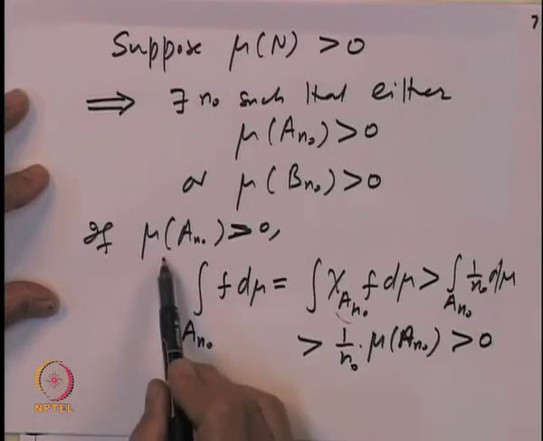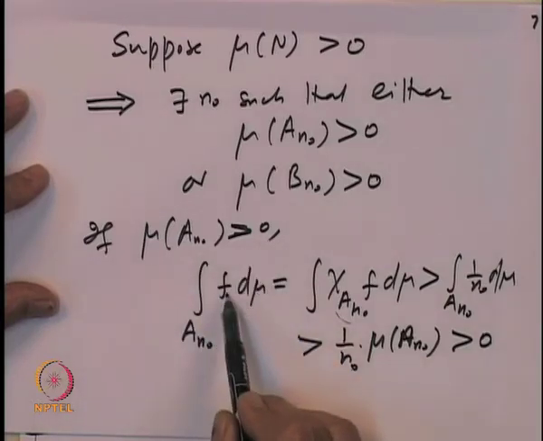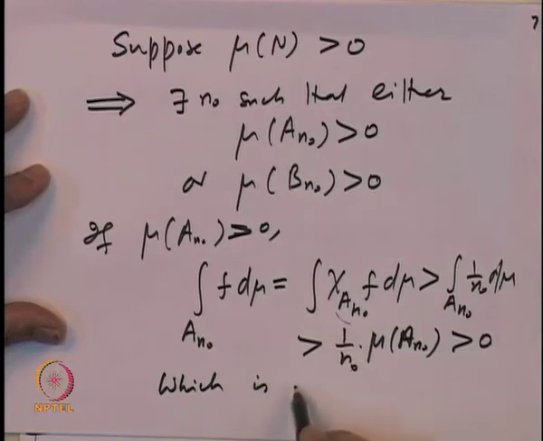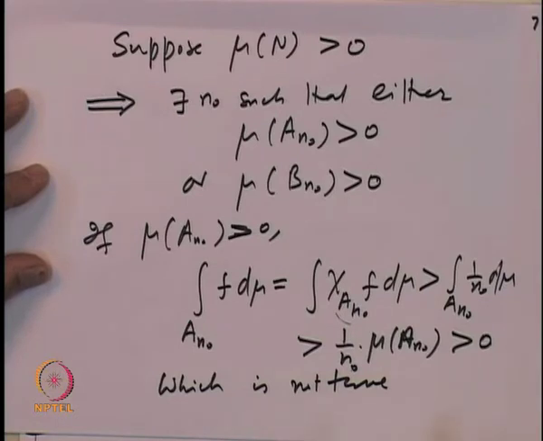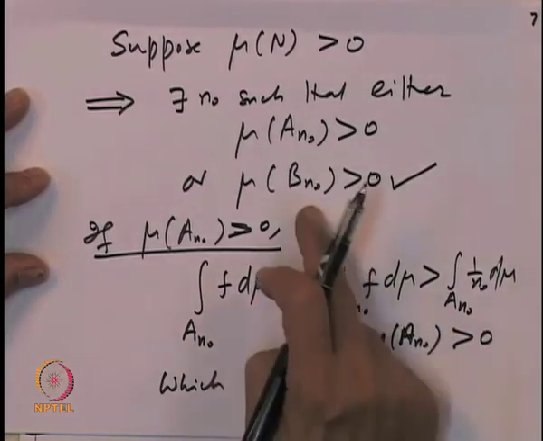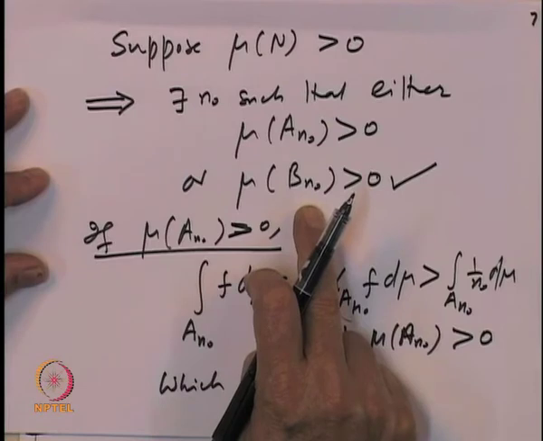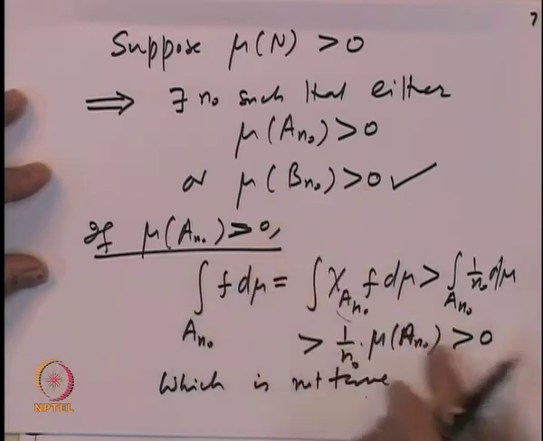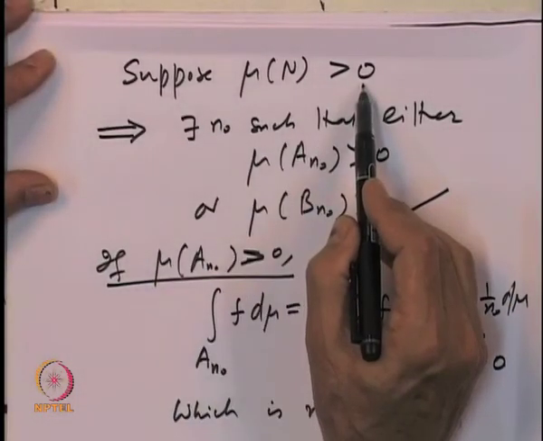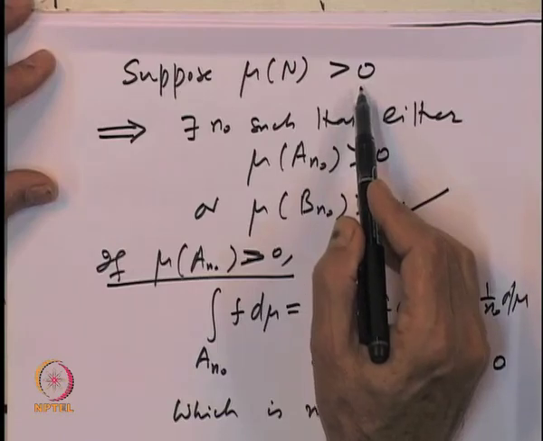So, in case mu of A_n0 is bigger than 0, the integral of f over A_n0 is going to be bigger than 0, which is a contradiction, because we are given that the integral of f over every set E is equal to 0. So, if this holds, then it is a contradiction. Similarly, if this holds, one can prove it is a contradiction, the integral of f over B_n0 will be strictly less than 0, not equal to 0. So, in either case, both of these are not possible. So, our assumption that mu of N is bigger than 0 must be wrong.